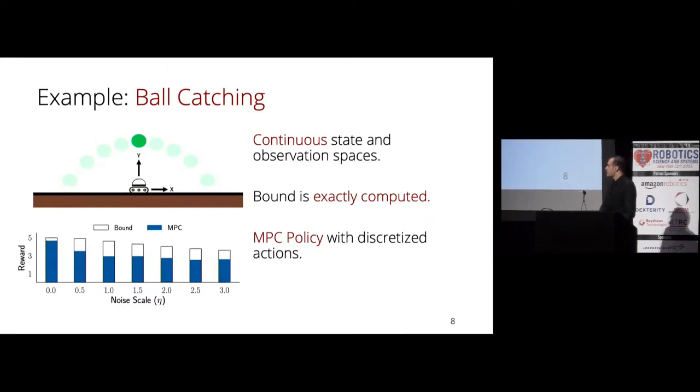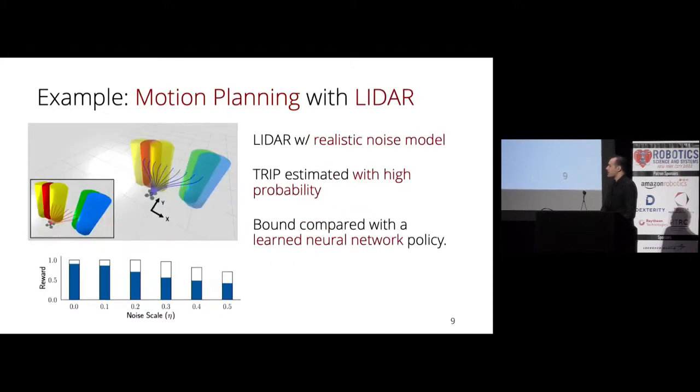between the two. In our next example, we consider a ball catching problem where we implement a MPC policy that selects between various trajectories for the robot. And in this case, the robot receives a noisy estimate of the ball's location with different noise scales. And here the state and observation space are both continuous. Again, we see a close match between the two.